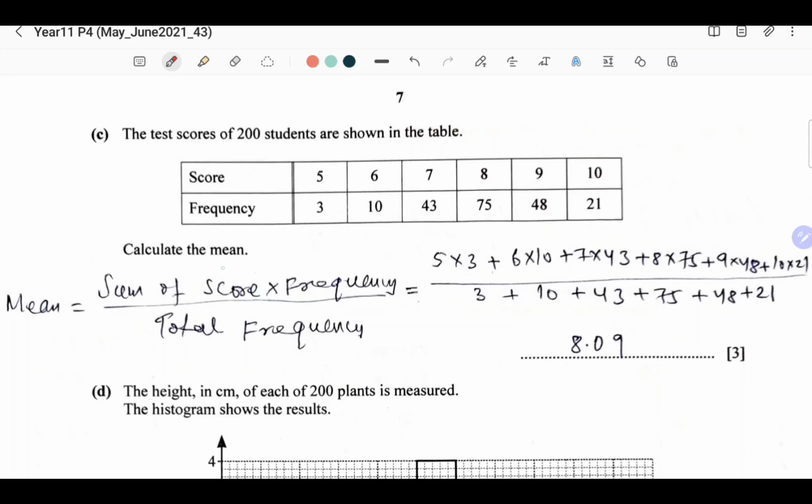Now the test scores of 200 students are given. Score, frequency, calculate the mean. You know that it is sigma xf over sigma f. So just multiply them together and add. 5 times 3, 6 times 10, 7 times 43, 8 times 75, 9 times 48, 10 times 21, and the sigma f means addition of all frequencies. Just calculate, you will get this. Sum of scores times frequency over total frequency is the formula.